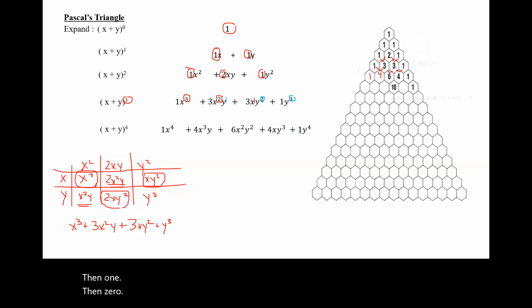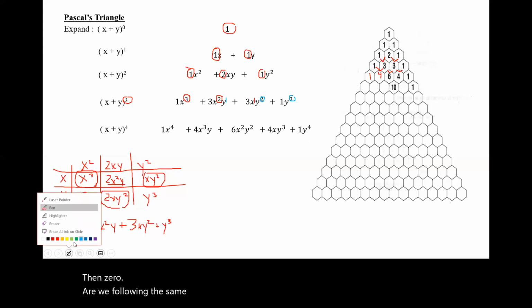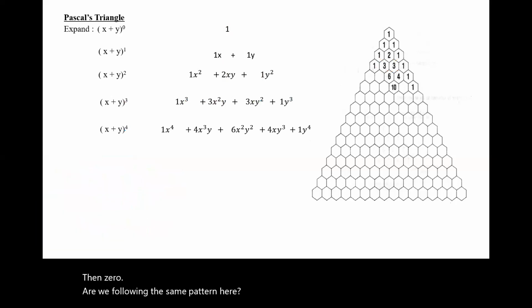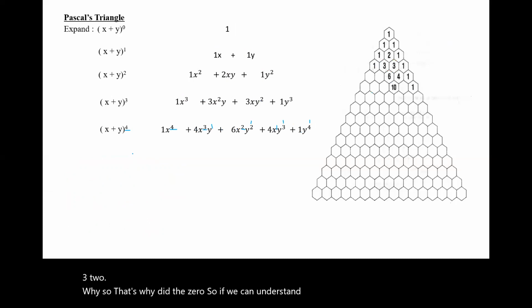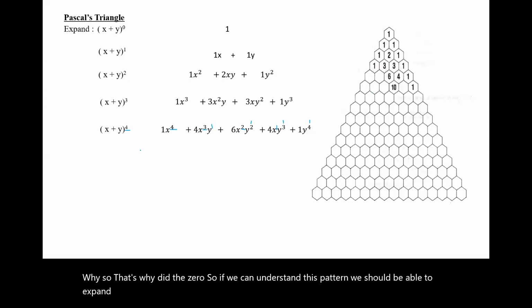Are we following the same pattern here? Starting with exponent 4. So the x, exponent 4, 3, 2, 1, no x's, so that's x to the 0. And what about y? 4, 3, 2, 1, and no y's, so that's y to the 0. So if we can understand this pattern, we should be able to expand binomials fairly quickly.